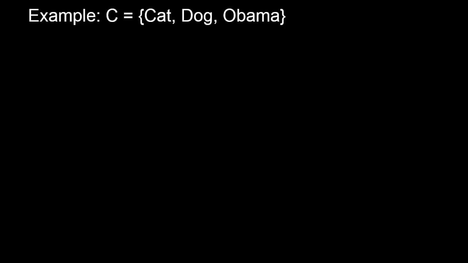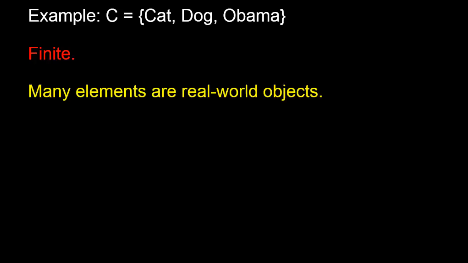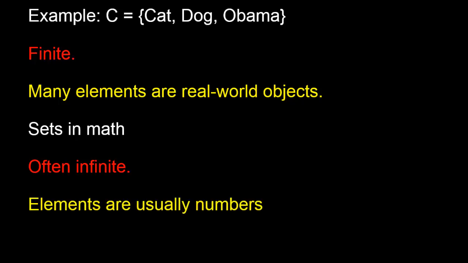The sets we've previously seen usually have a finite number of elements, and moreover, the elements contained in these sets have usually been real-world objects. In contrast, in mathematics, the sets we'll see will often contain an infinite number of elements, and moreover, these elements will usually be things like numbers and other similar abstract objects.